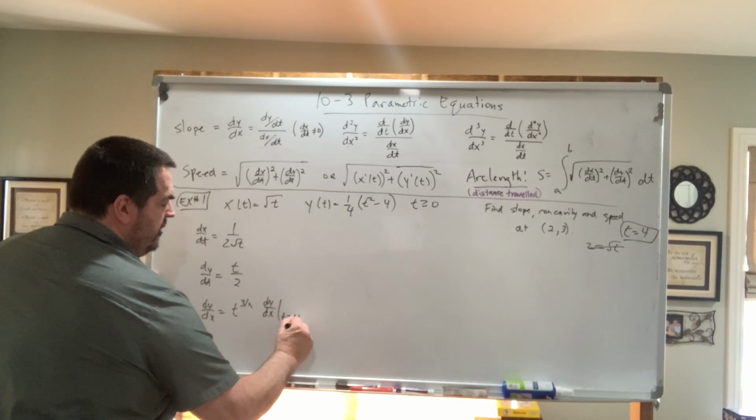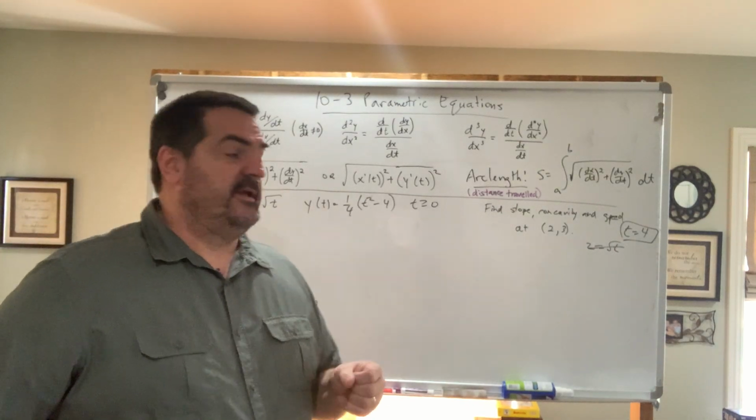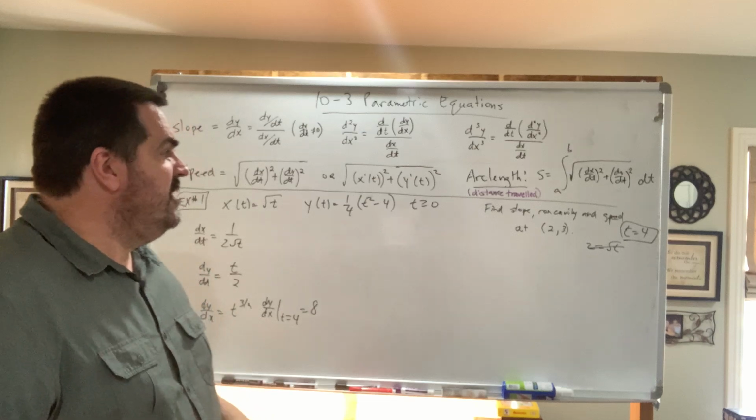Now we can find the slope at t equals 4, and I get 8. 4 to the 3/2: the square root of 4 is 2, and 2 cubed is 8. So now we know the slope of the tangent line at that time.